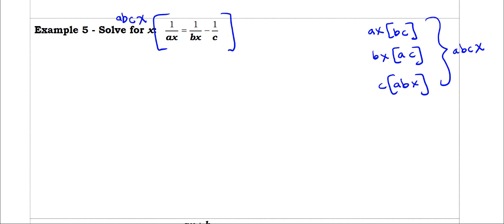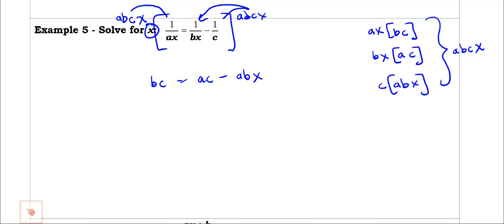All right, so if I multiply here, who's gone? AX, who's left? Multiply here, who's gone? Who's left? Multiply here. Who's gone? Who's left? Now, who is the star variable? X. Solve for X.